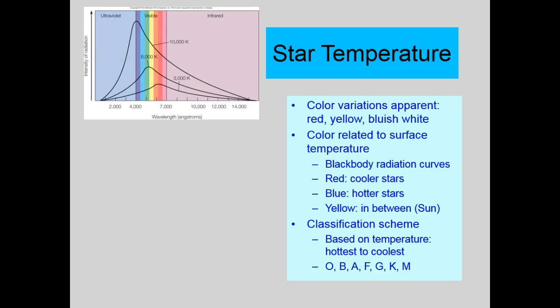The classification scheme, and who came up with these letters I do not know, is based on temperature, hottest to coldest. The very hottest stars, these may be 10,000 or greater, I think some up to 30,000, are the O stars, and then the B stars, then the A stars, then the F stars, and we are a good old G star. And then the K stars and the M stars. These are the coolest, not in the cool sense, but temperature-wise.